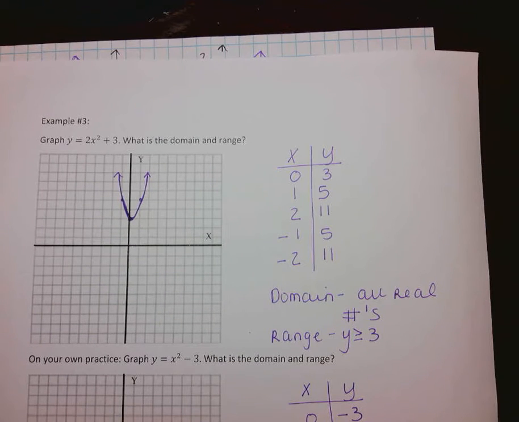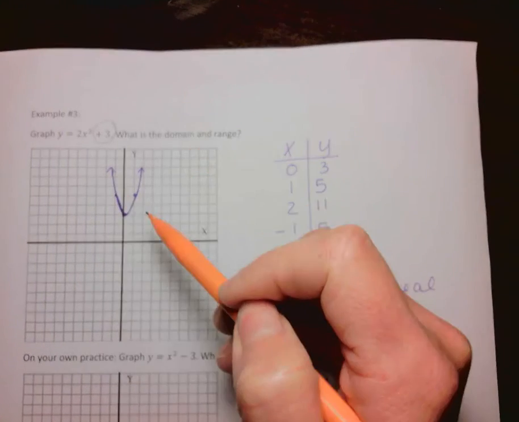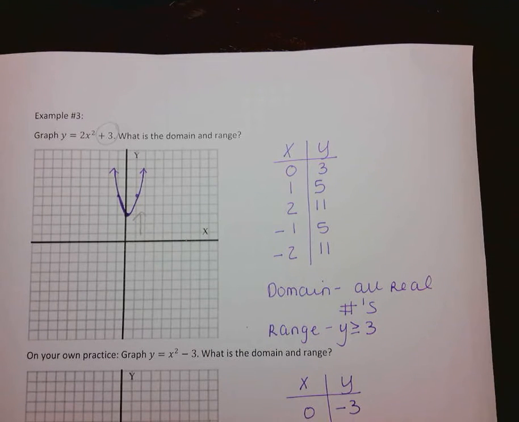So here is the graph for the first one. My domain is all real numbers, but my range is y is greater than or equal to 3. Why? What happened here? Notice the graph is shifted up 3 units. The vertex is shifted up 3 units.